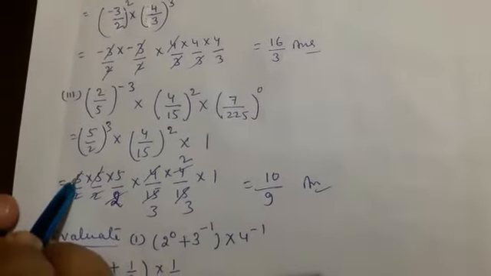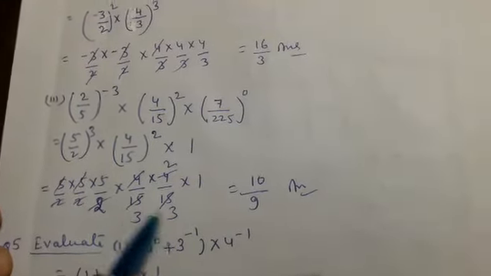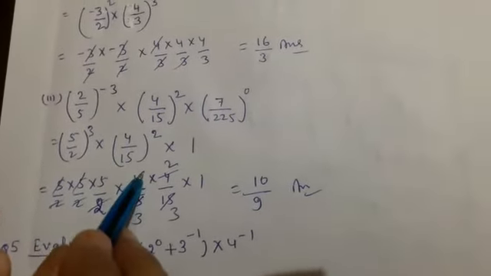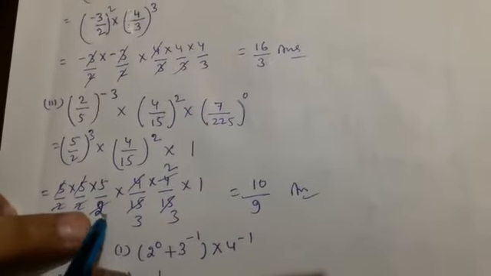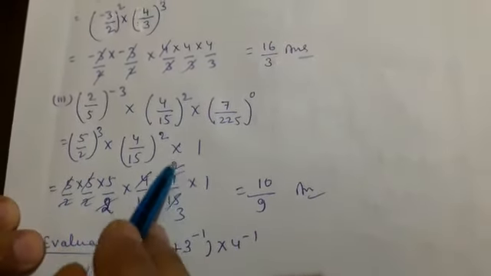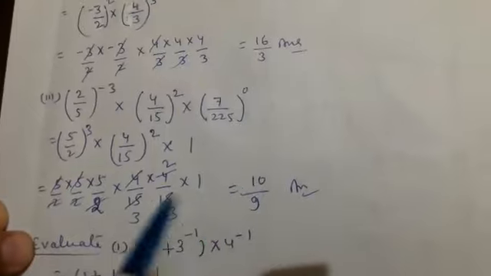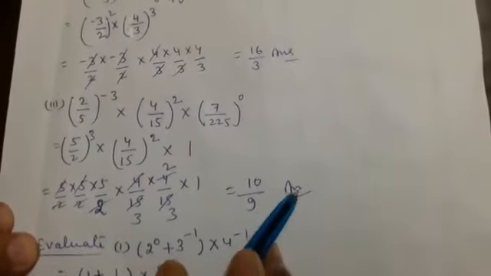So let us simplify them. 5 3s are 15, 5 3s are 15. Now 2 2s are 4, one 4 will cancel out, and then 2 2s are 4. So what will be the answer? 2 5s are 10 and 3 3s are 9. 10 by 9 will be our answer.